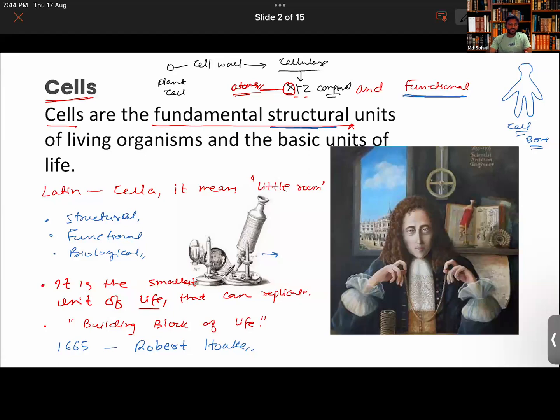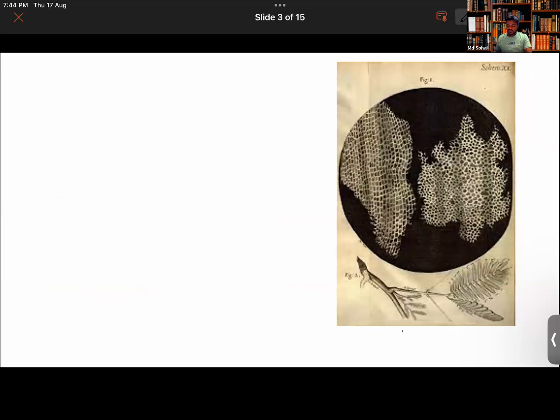So when he was studying cells, he saw that the structure looks like a honeycomb. These are the cells as seen by Robert Hooke. When you see a honeycomb, you guys have seen it, the cell structures were looking like a honeycomb. They were dead cells. So this cell sample was taken from a dead cork.